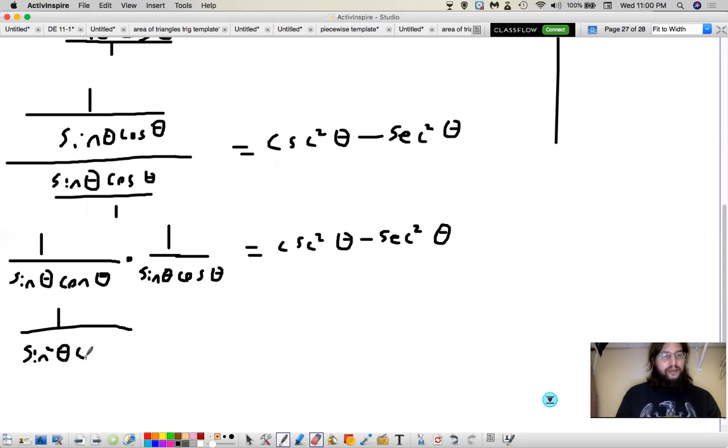Sine squared theta, cosine squared theta. That's a cosine? Sorry, that looks like an N. So cosine squared theta. It's late, guys. Sorry, I'm just dropping letters left and right.